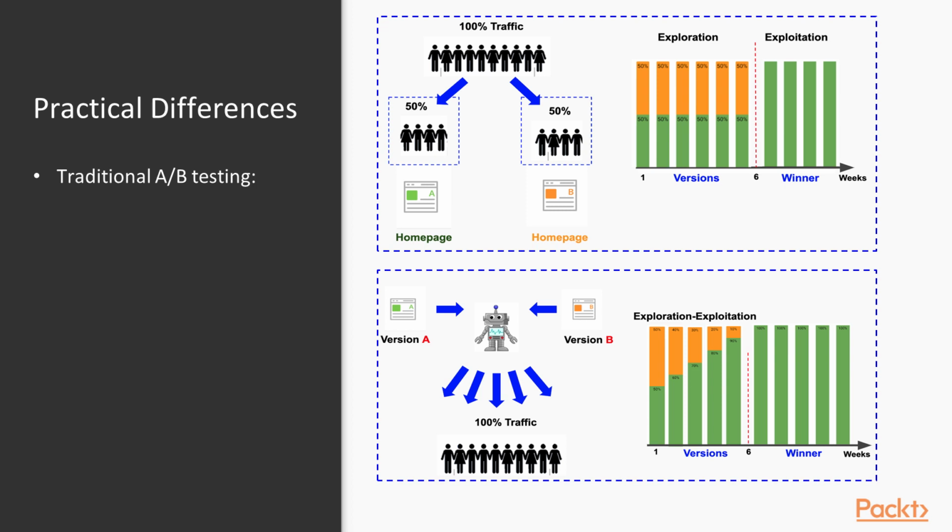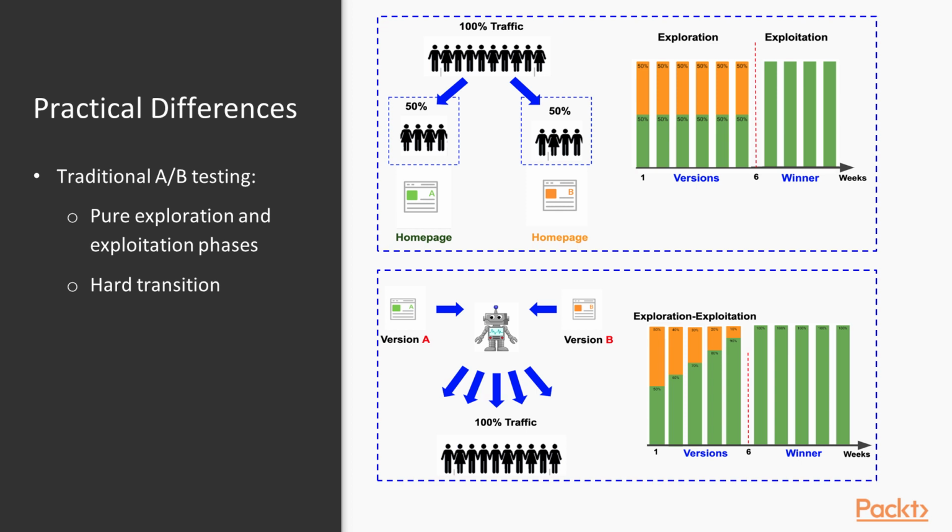We can conclude that the characteristics of the traditional A/B testing are as follows. 1. Pure exploration and pure exploitation phases. 2. Hard transition between the phases. And 3. Loss of conversion by displaying an inferior web page to the visitors.